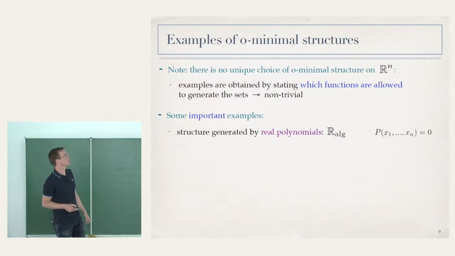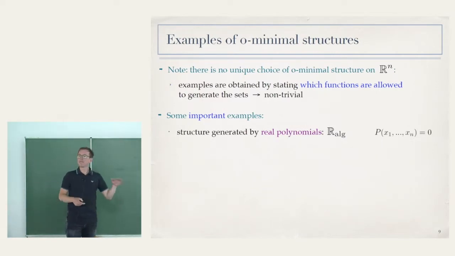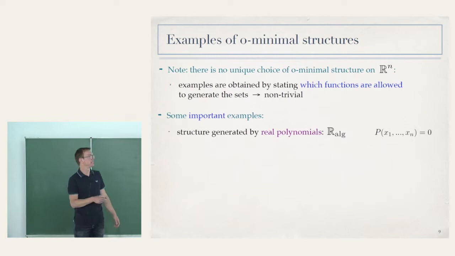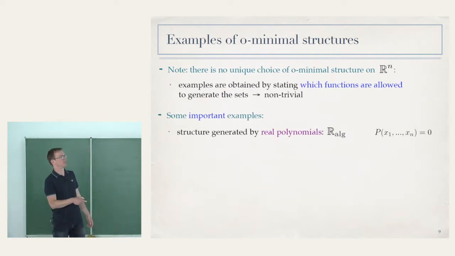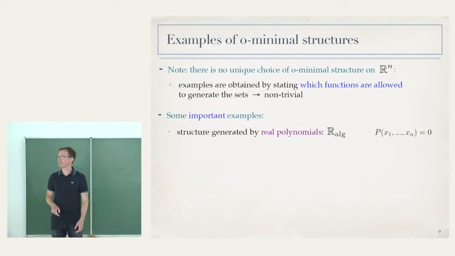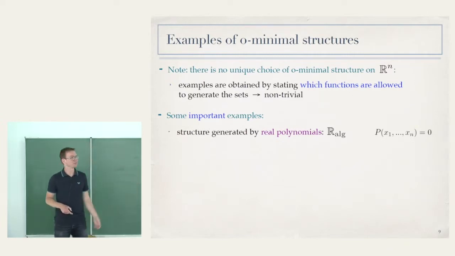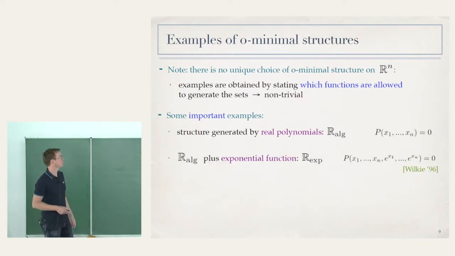So what are the important examples? Well, the first one is the simplest one, namely the one which is just generated by real polynomials. You take polynomial equations in n variables and put them equal to zero. And then because of this projection property, you also get all the inequalities. If you collect all these sets, this is a tame structure. This is the smallest tame structure, or minimal structure.